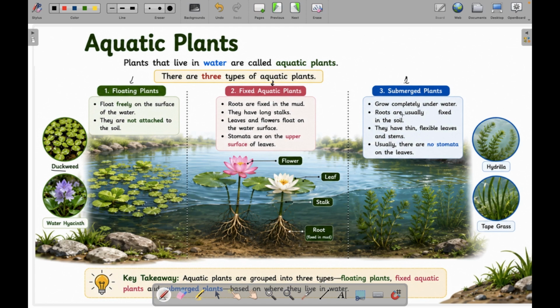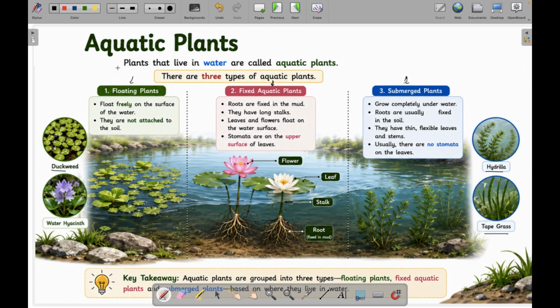Coming back to submerged plants, they grow completely underwater. Their roots are usually fixed in the soil. They have thin flexible leaves and stems. So again, their leaves and stems are thin and flexible. This is to sustain the water current again. Okay. And there are no stomata on the leaves. Right. So they don't have any stomata in the leaves and they absorb oxygen from the water. Okay. So what are some examples of submerged plants? We have hydrilla and then we have tape grass. These are two examples of submerged plants.